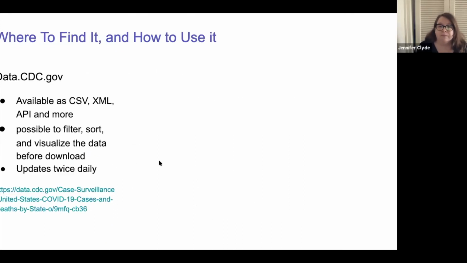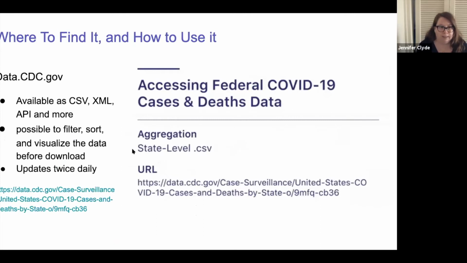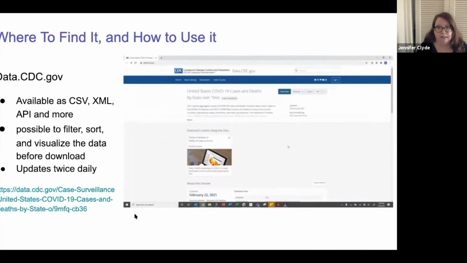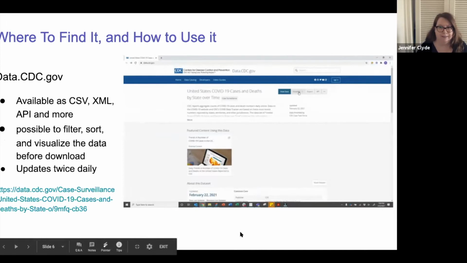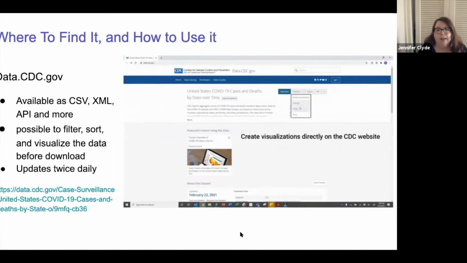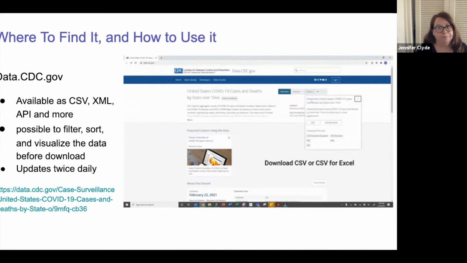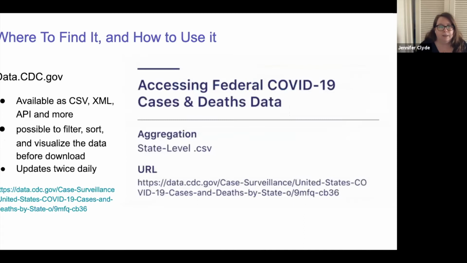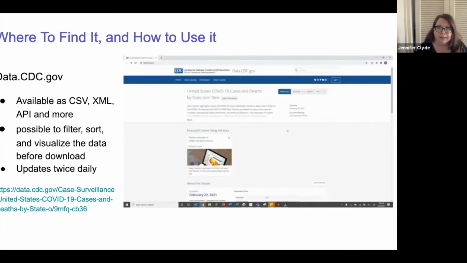You can find this aggregate case data on the CDC's data.cdc.gov website. Here on the website, you can actually filter, sort, and visualize the data without even downloading it, so you can get a preview. You can also query the data online using the Socrata Open Data API. It's also downloadable in a variety of formats, including CSVs and the aforementioned API. And the data is updated twice daily.